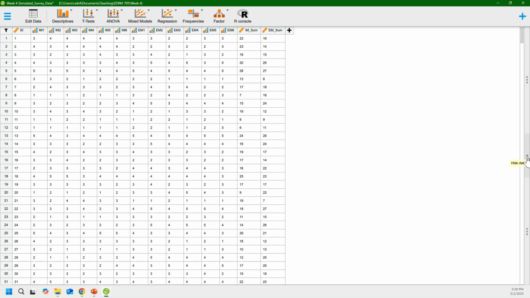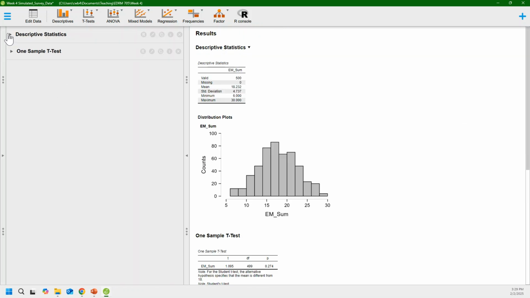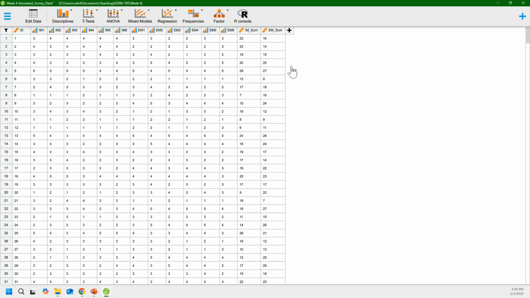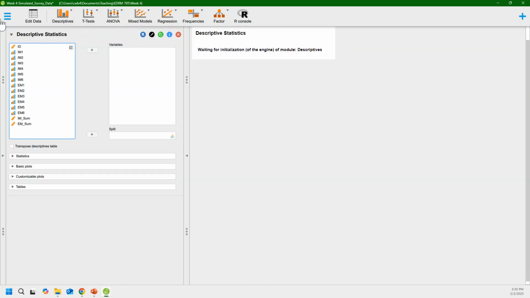So I'm going to go back and do my descriptives. By the way, I'm just going to close or remove all of this. I know we have this here, and I can just look at that menu. Let me just start over here. I'm sorry. I'm going to start with descriptives. I'm going to go to EM underscore sum.